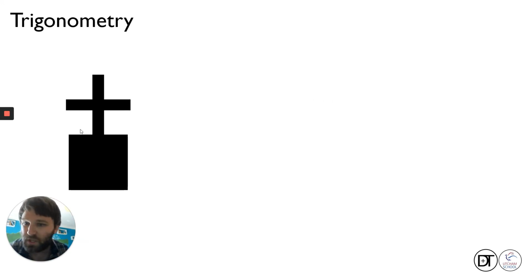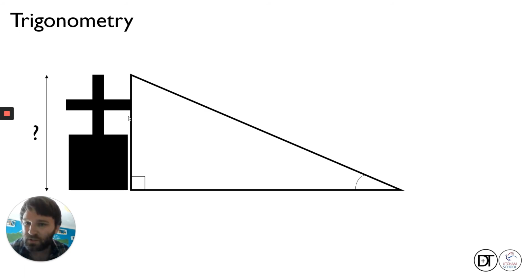So we've got the church tower. We want to know how tall the church tower is. To do that, we use a right-angled triangle. That distance was 42 meters. We got that information from Google Earth. And this angle, using the protractor, is 18 degrees.